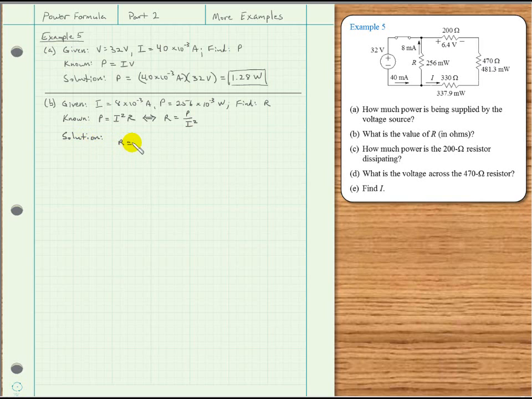So R is equal to the power, 256 milliwatts, divided by the current, 8 milliamps, and that's squared. And that is equal to 4 times 10 to the 3rd ohms, or 4 kilo ohms. So the value of this resistor right here is 4 kilo ohms.